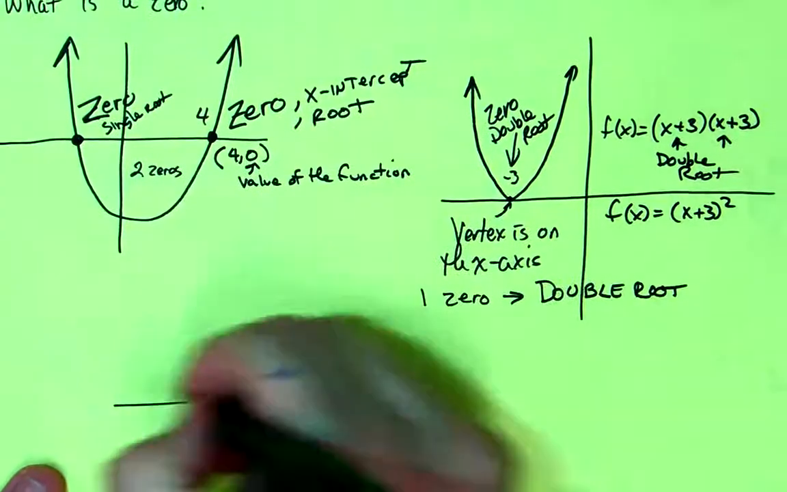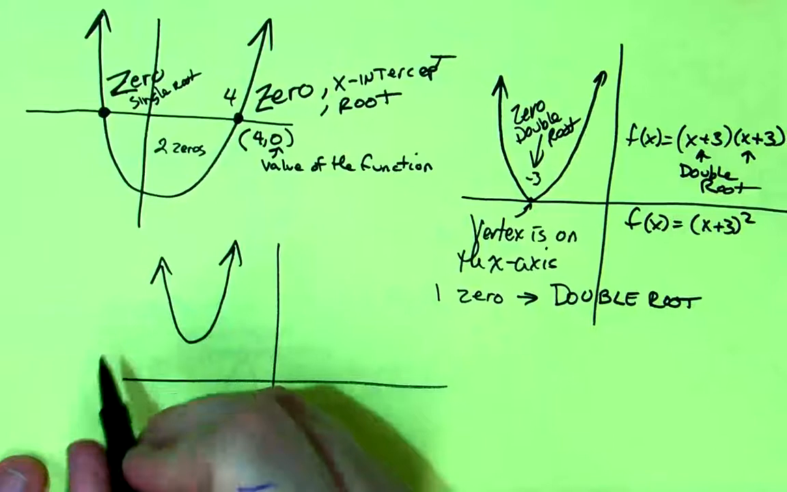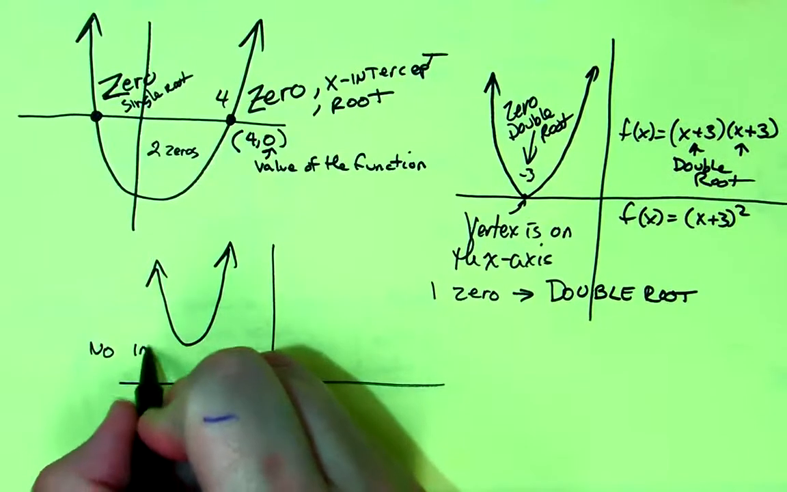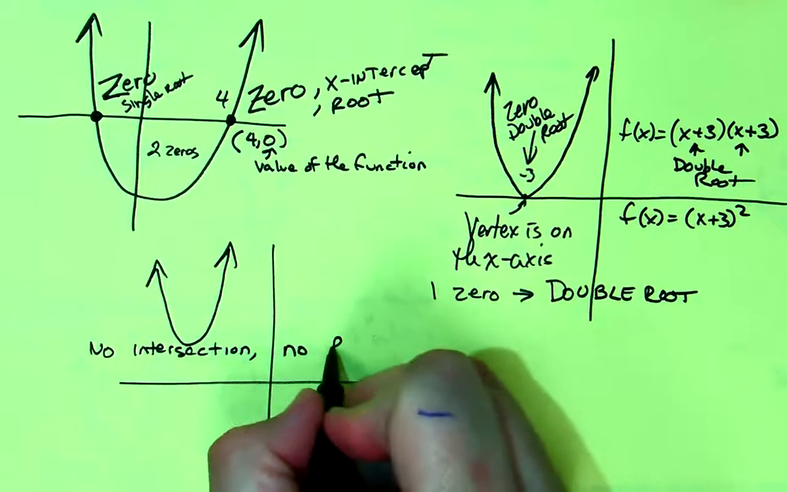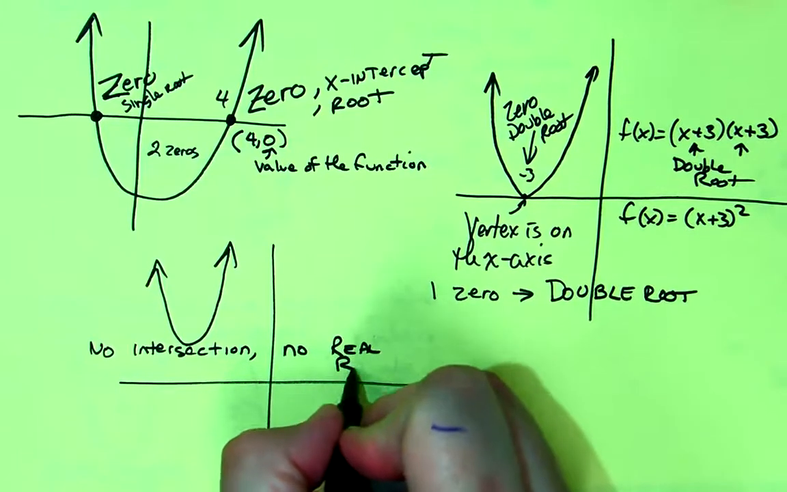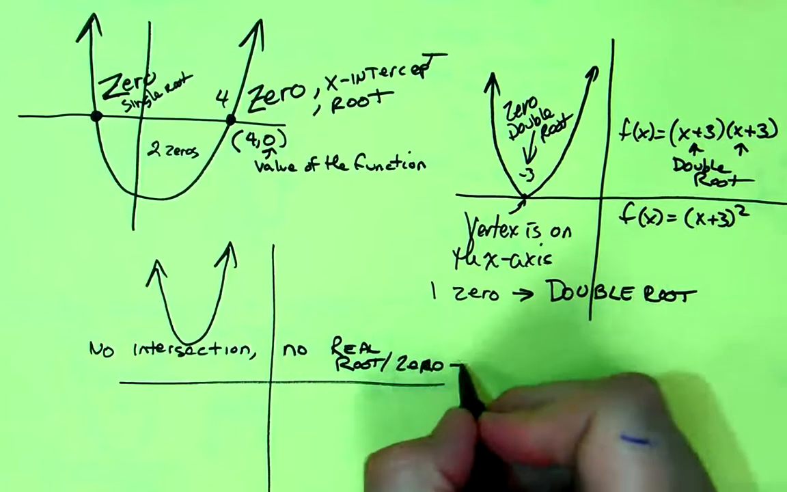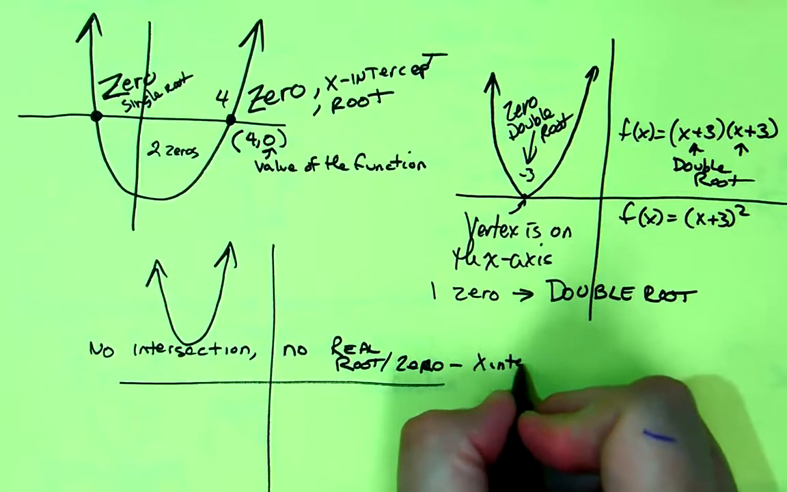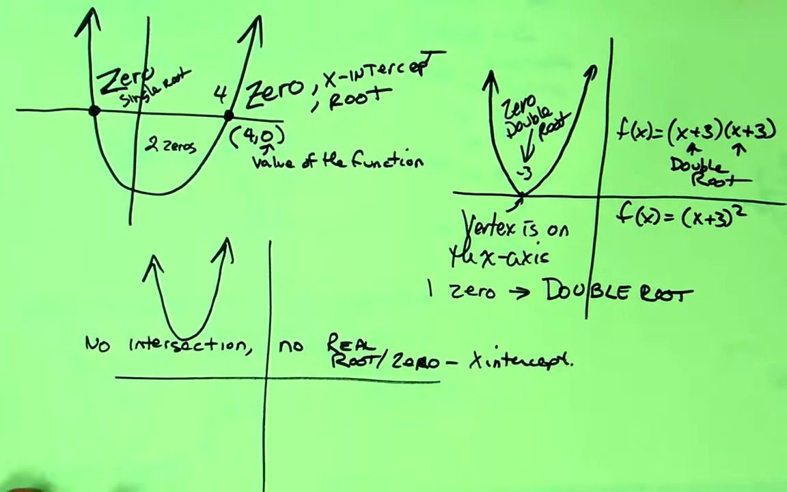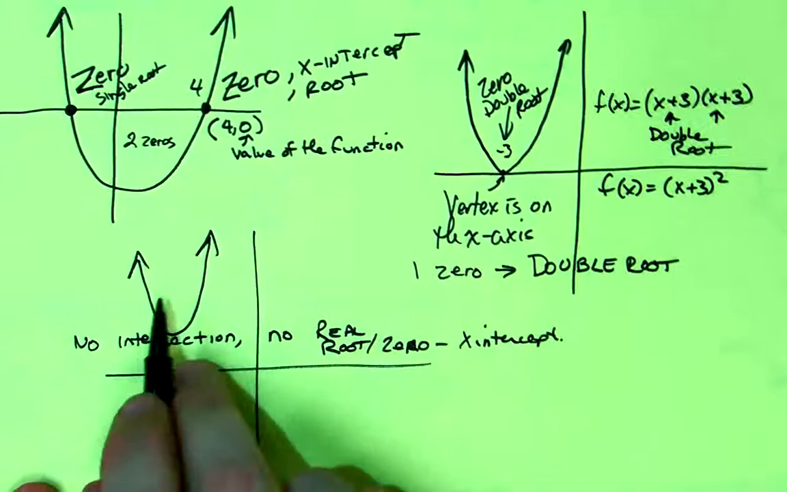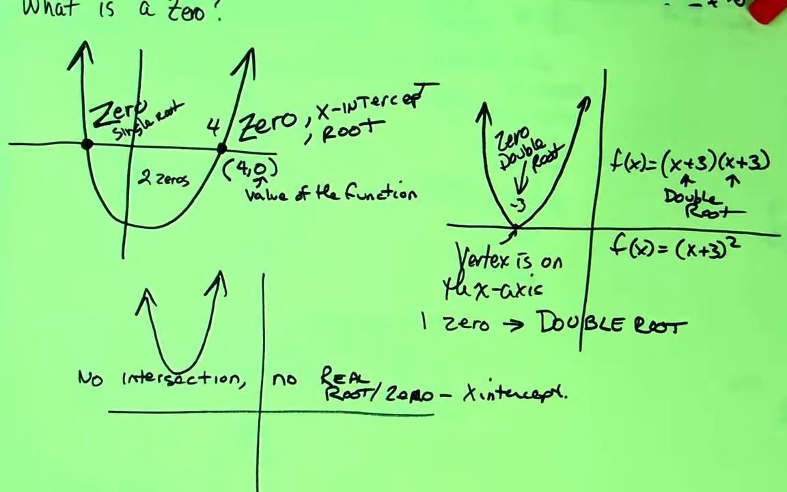And last but not least, if we have a parabola and all of a sudden it doesn't even intersect, no intersection, no real root, zero, or x-intercept. And that happens all the time. Eventually, like in Algebra 2, we'll get into the fact that there are two roots, but they're what we call imaginary. Alright, so that's fact 2.